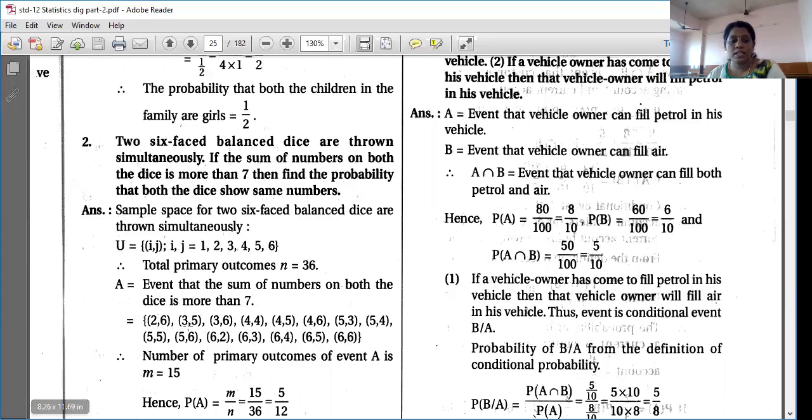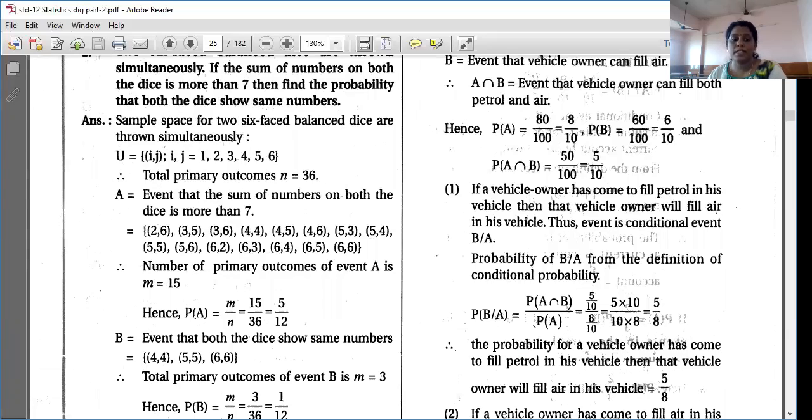Right? So 2, 6, 3, 5, 3, 6, 4, 4, 4, 5, 4, 6, 5, 5, 5, 6, 6, 2, 6, 3, 6, 4, 6, 5 and 6, 6. These are the numbers by adding which we are getting more than 7. Like 8 से लेके 12 तक. Okay. So your M, your outcome for event A is 15. So now we will find P of A, that is M upon N, that is 15 upon 36. That comes to 5 by 12.